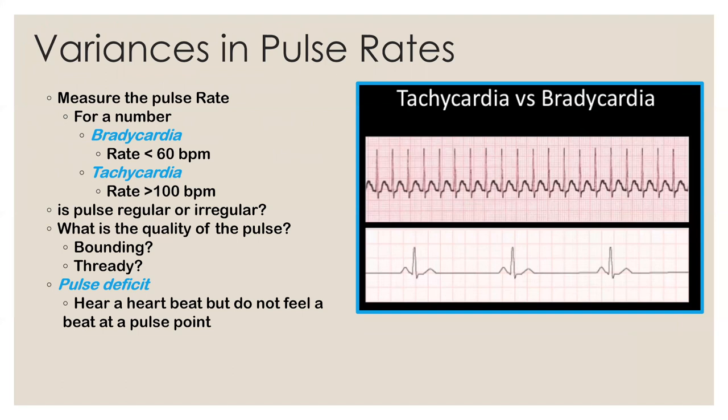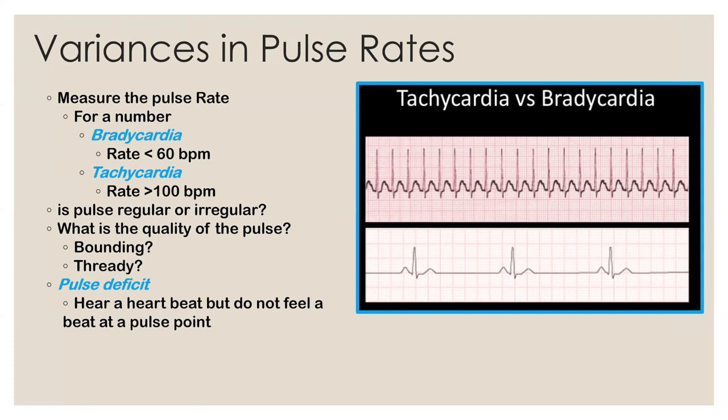And then variances in pulse rate. When we're talking about measuring the pulse rate, we're looking for a number. The rate of your pulse is a number, right? And we're going to learn the definitions for these corresponding numbers. So we know that a normal pulse rate is anywhere from 60 to 100. Bradycardia, remember, brady means slow. So bradycardia means a heart rate less than 60 beats per minute. Tachycardia means a heart rate more than 100 beats per minute. So tachy means high, right?